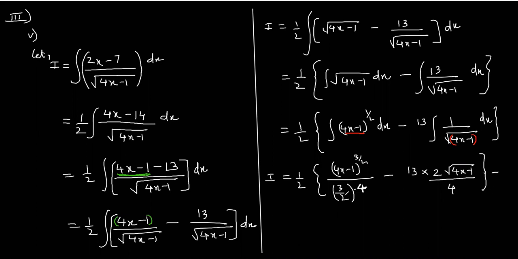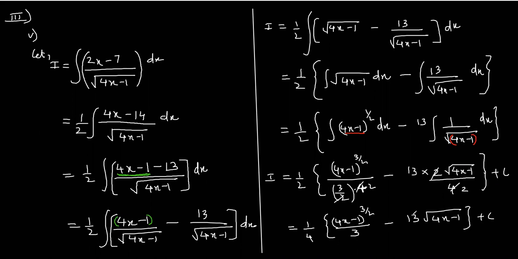So you have here this is 2 and this is 2. What do you get? You get 13 by 2, and this is 6 or 12. So your final answer is, you can take 1 by 2 out, so this becomes 1 by 4, and here you have 3 in the denominator, (4x minus 1) raised to 3 by 2, and minus 13 times root of 4x minus 1, plus c. This is the final answer.